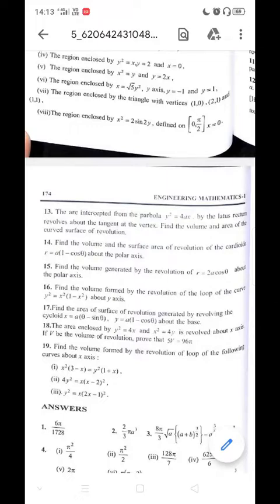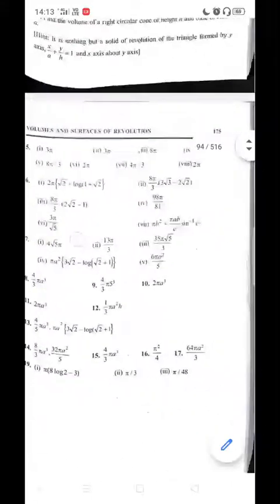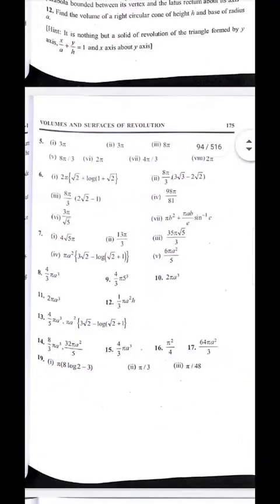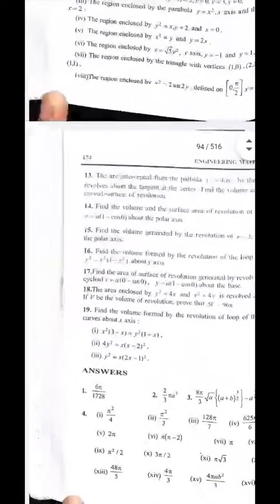And the polar axis is nothing but the initial line, because the polar axis defines the angle that the curve makes with the axis, that is the initial line obviously. So let's try this. This is problem 15 and its answer is 4/3 pi a cubed. So let's get into the answer.